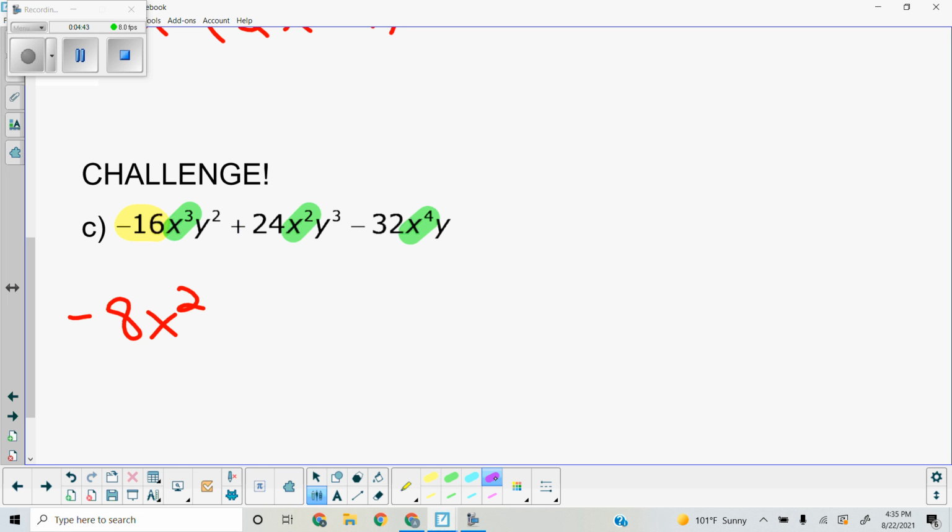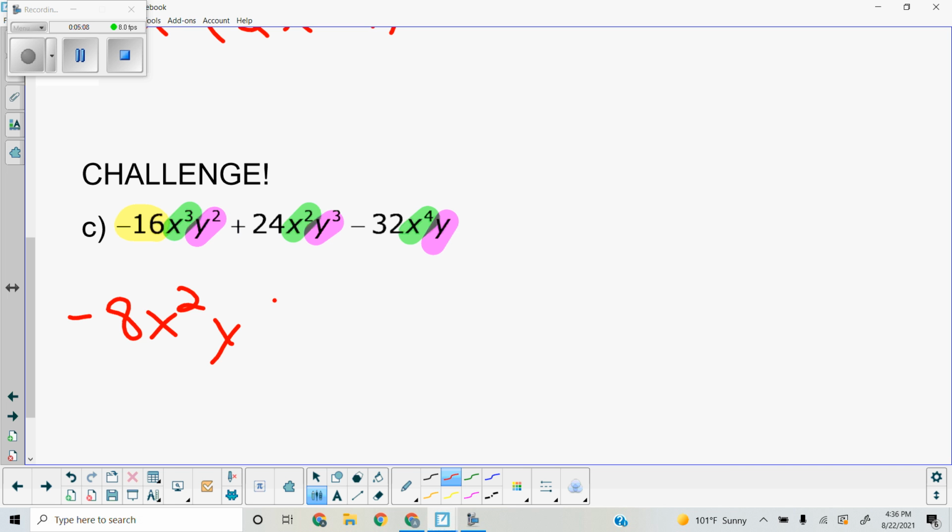Now when we look at our y's, we have y squared, y cubed, and y. Each term has a y, so we can factor out a y, and our smallest exponent is that y on the end, so that's the one we take out. Remember, if it doesn't have an exponent, the exponent's 1.